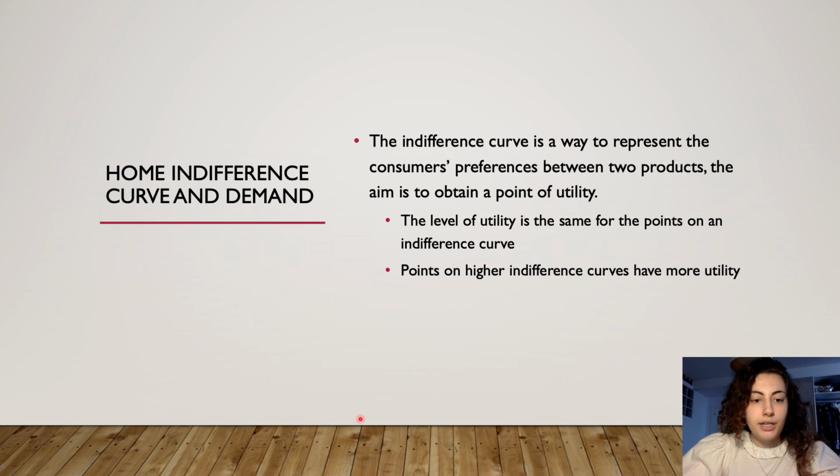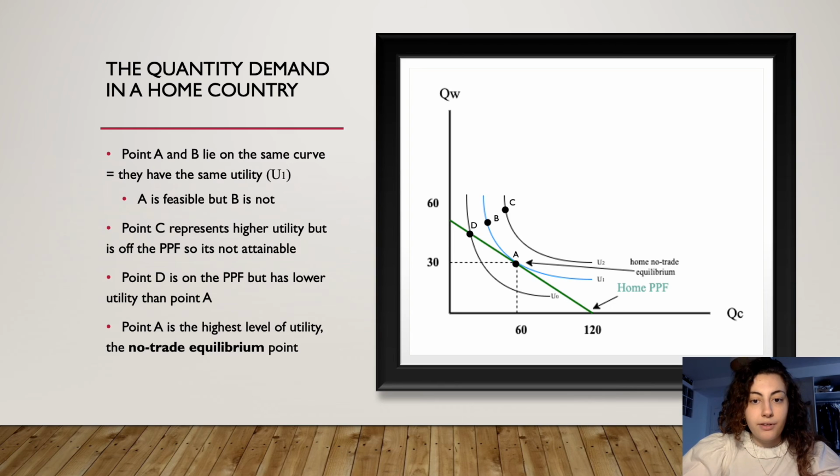Okay, so we're going to see here a graph in which we can see the quantity of wine and the quantity of cheese, and we have obtained A, B, C, and D points. So we're going to analyze each point and see why we can obtain that point or not. Points A and B lie on the same curve, therefore they have the same utility, utility 1, as we can see here on the blue graph. A is visible, but B is not, because B surpasses the home PPF, and it cannot be surpassed as we're working on a domestic level. We have no international trade.